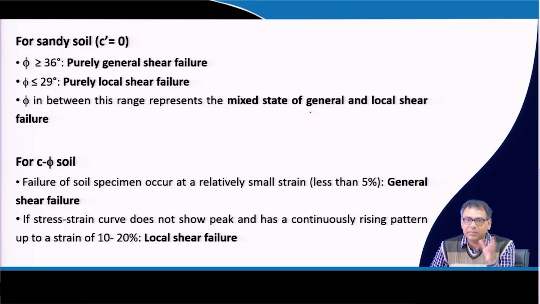Now, if the soil is a c-φ soil, for cohesive soil also we can identify that if it is soft soil, there will be punching shear; if it is moderately soft or medium consistency clay, then it will be local shear; and if it is a stiff soil, then it will be general shear failure.